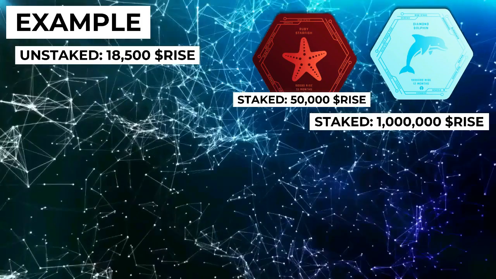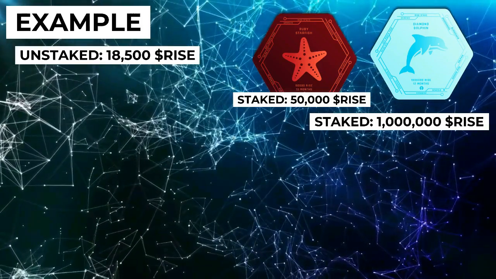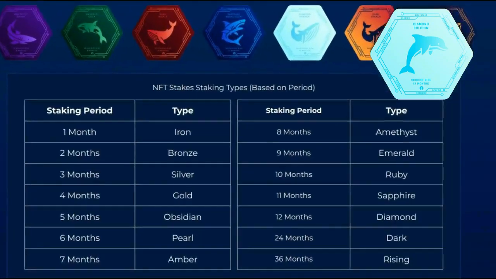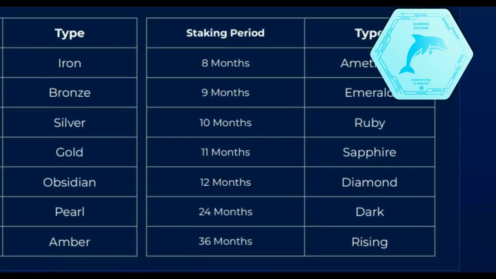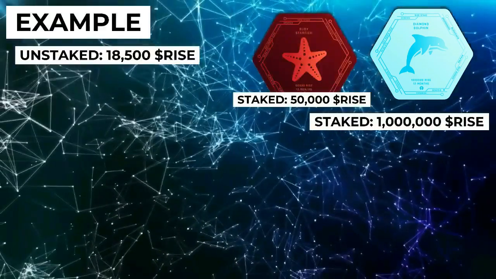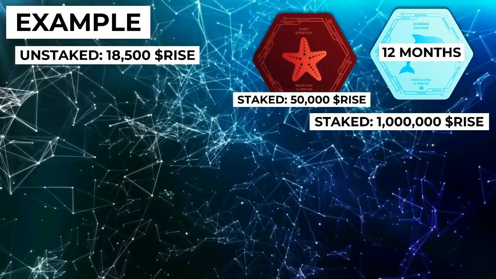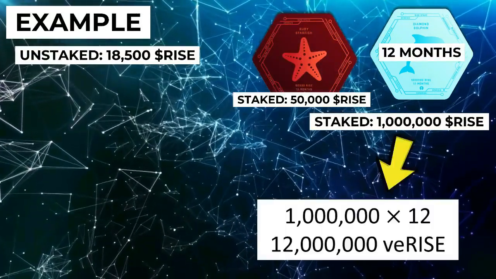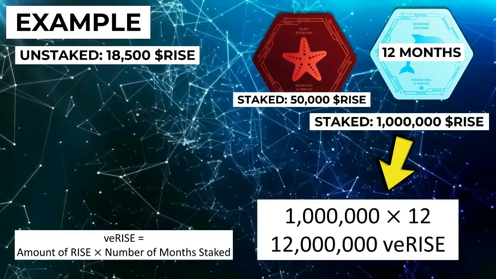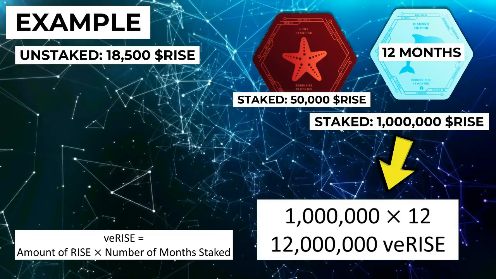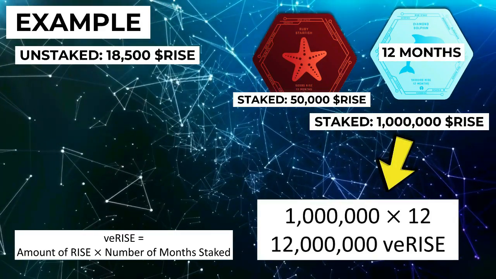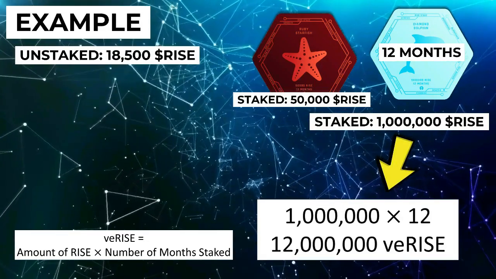So going back to our example, firstly we have a 1 million diamond dolphin. Now if you're not familiar with EverRise's NFT stakes, the diamond represents a 12-month staking period, i.e. we have 1 million RISE staked for 12 months. This NFT will give us, using the formula, veRISE equals 1 million because there's 1 million RISE times by 12 because it's been staked for 12 months, i.e. this will give us 12 million veRISE.